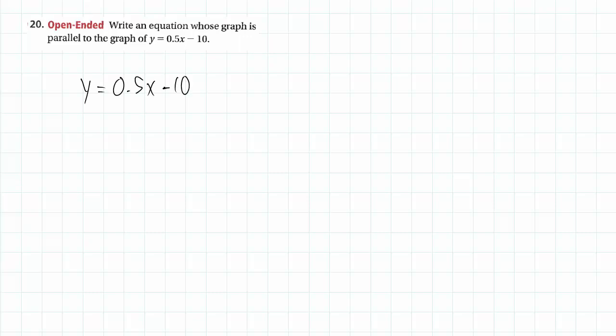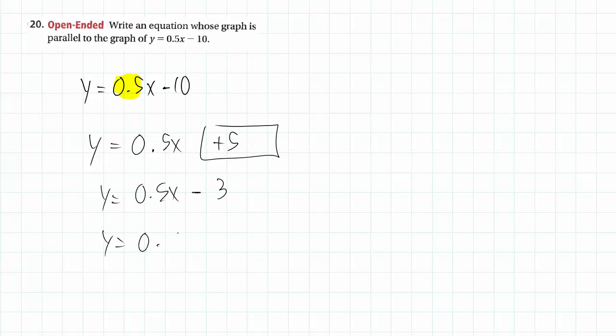For our number 20, I want to write an equation that's parallel to the graph of y = 0.5x - 10, and just write some equation that is parallel to that. All I have to do is pick a different y-intercept. That y-intercept could be 5, -3, or 17. Either of those work. There are infinitely many other answers that work as well.